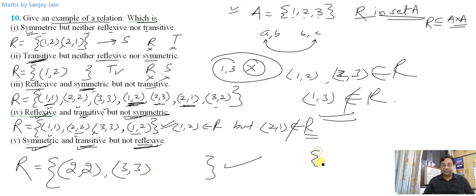Even if I take only one doublet here, this is also an example for this part. And what more example can I give? If I take 1 2 here, and let us take, no, then it will not be transitive. I am thinking about one more example, so give me a moment.